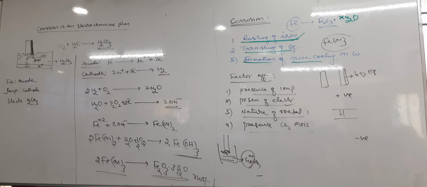Next point. Rust is a non-sticky brown colored coating of hydrated ferric oxide.